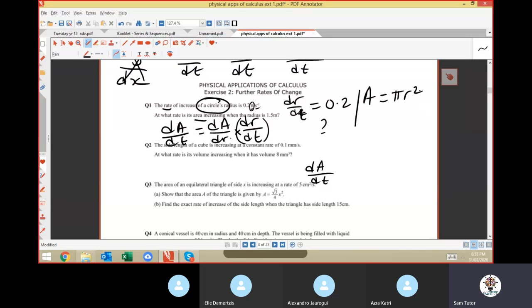It's always going to be a constant because you've got rid of your r. So the first thing you're meant to do is go dA on dr, and that just becomes 2 pi r, which is circumference. And then now you can sub in 1.5, for example. So 2 times 1.5, which becomes 3 pi. Now you know what dA on dr is. So dA on dt becomes dA on dr, which is 3 pi, times 0.2.